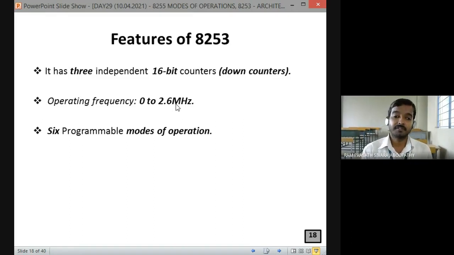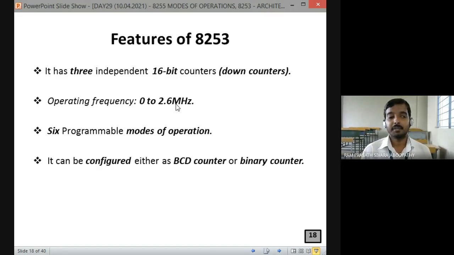The timer or counter we saw in 8051 operates in 4 modes. Here there are 6 modes of operation. Fine. Then it can be configured either as a BCD counter or a binary counter. That's one more feature we additionally have in 8253. In 8051 that feature is not there; there we have to use only the binary counter. Here we say BCD counter. What do you mean by BCD counter?